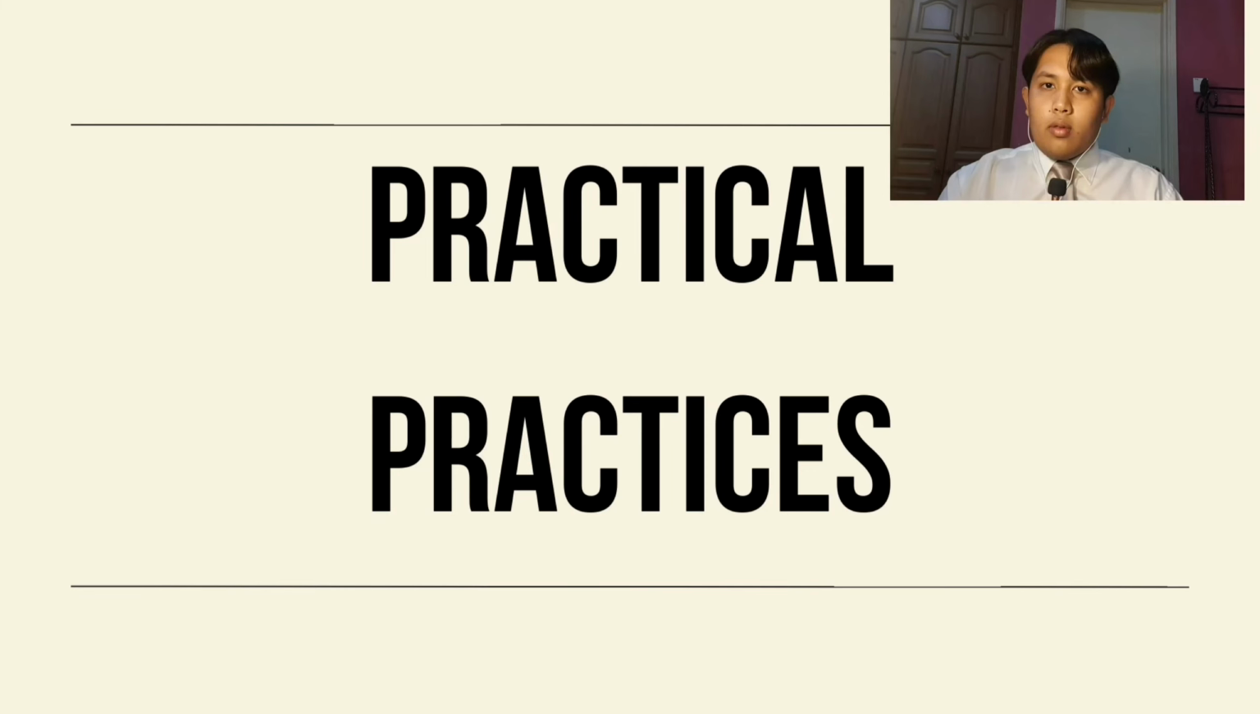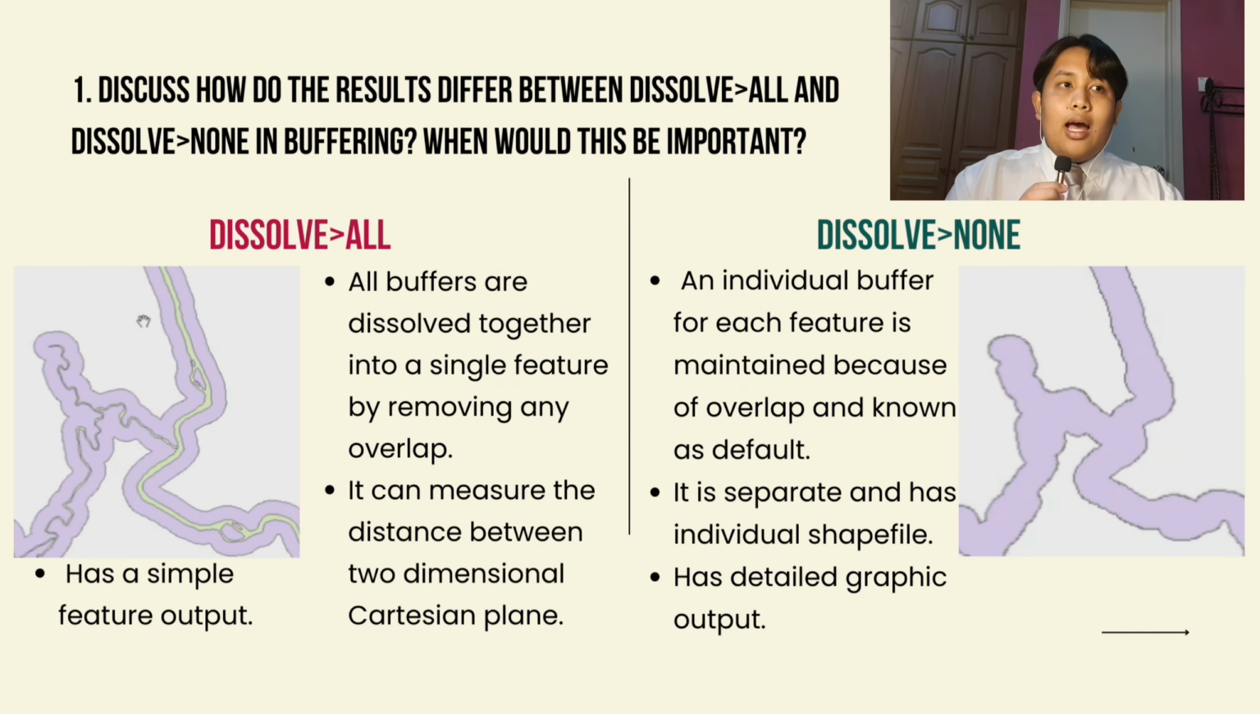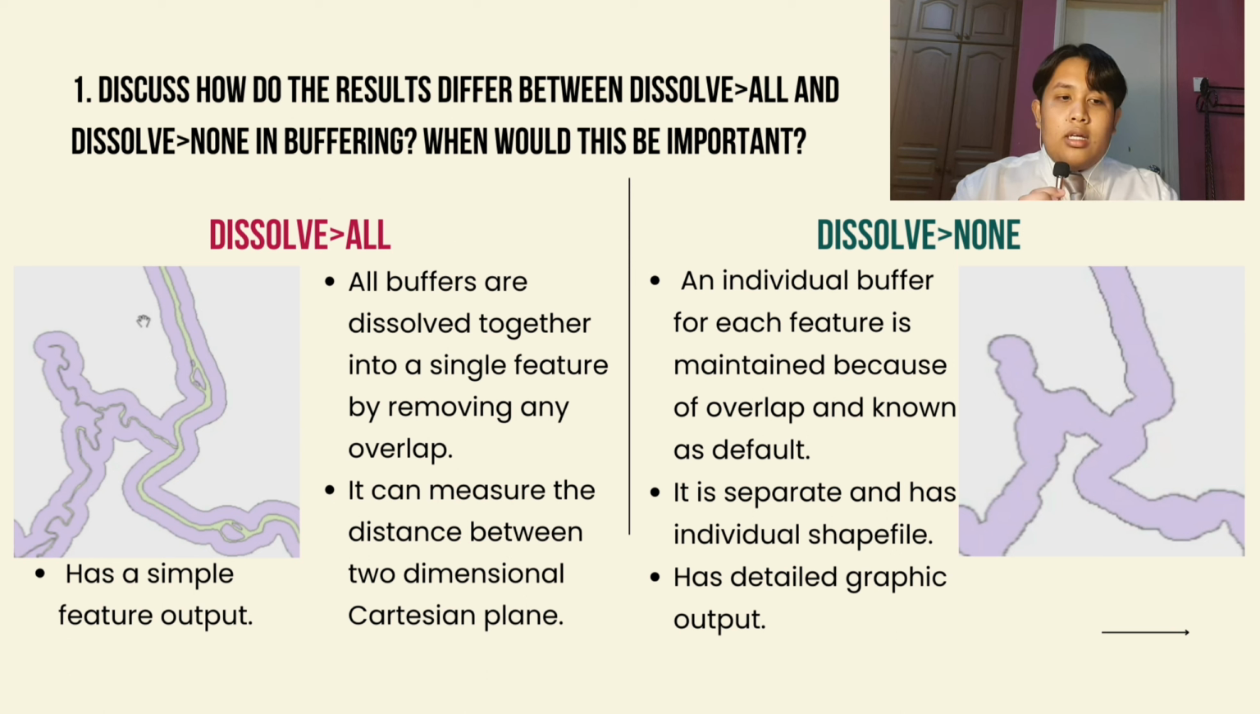Thank you. And now, let's start the practical exercises for spatial analysis. The first one: discuss how the results differ between dissolve all and dissolve none in buffering, and when this would be important. So first of all, what is buffering? Buffering is an important tool for determining the area covered within a specific distance of a location, and optional dissolve can be performed to remove overlapping buffers.